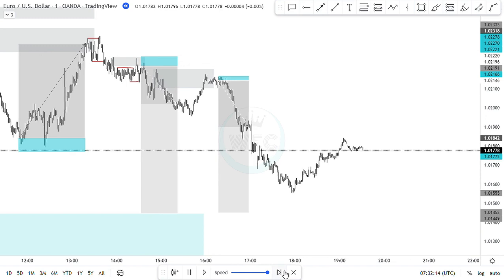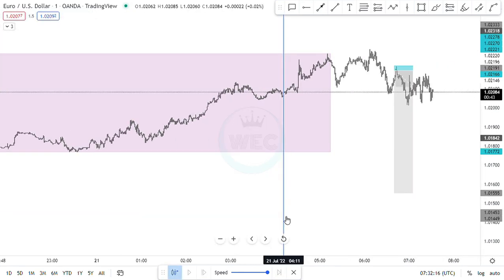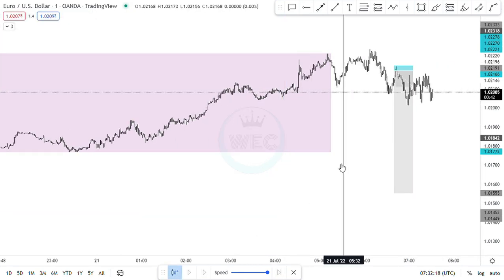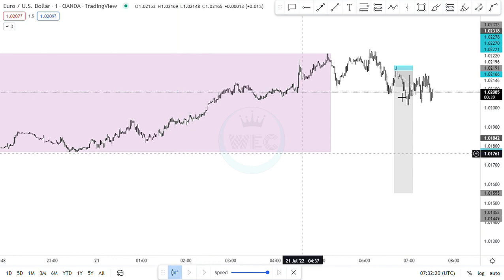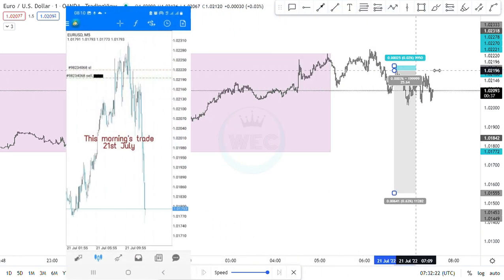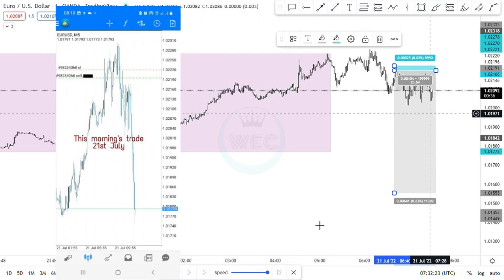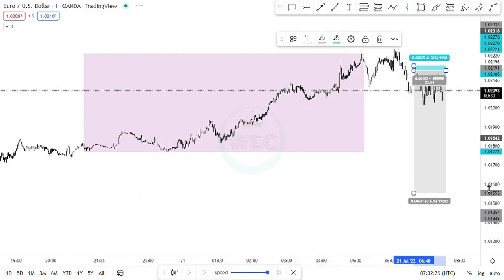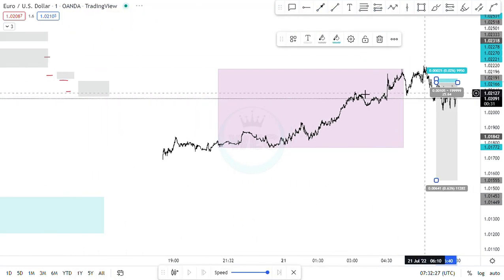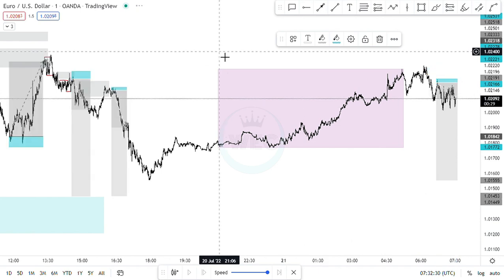So yeah, I hope you've learned a lot from this, right? So this is the trade that I am in this morning, looking forward to continue the ride to the downside. However, I won't be touching on this trade. So these were all the trades that I took yesterday, and I hope you found value in it.